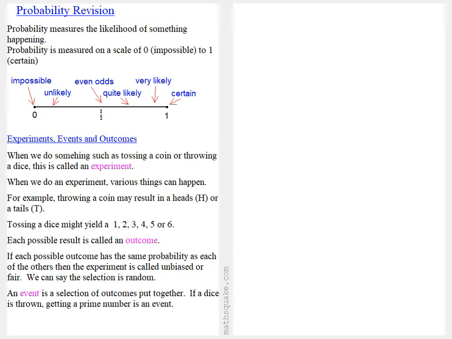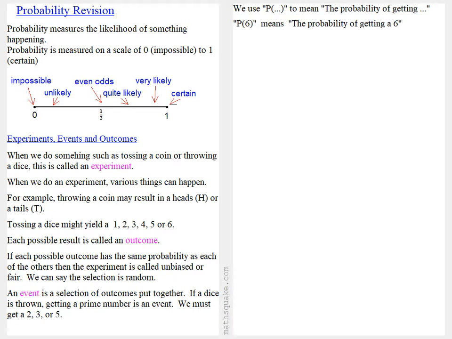Now, an event is a selection of outcomes put together. If a dice is thrown, getting a prime number is an event. To get a prime number, we must get a 2 or a 3 or a 5. Now, for short, we write P followed by brackets to mean the probability of getting whatever's in the bracket. So P(6) means the probability of getting a 6. P(even) means the probability of getting an even number.